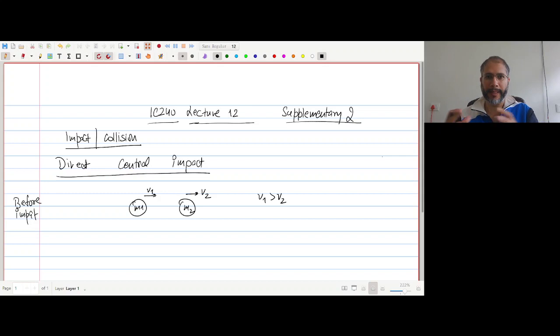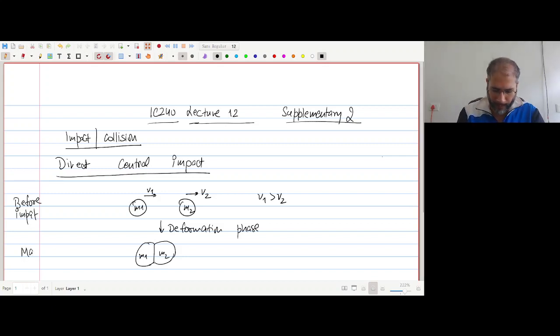Now then the impact will happen, and when the impact happens, for a brief amount of time the bodies will be in contact with each other. So we'll have a deformation phase where the bodies will be getting closer to each other, and there will be a moment when the two bodies, that's m1 and m2, have reached the situation of maximum deformation. So this is maximum deformation.